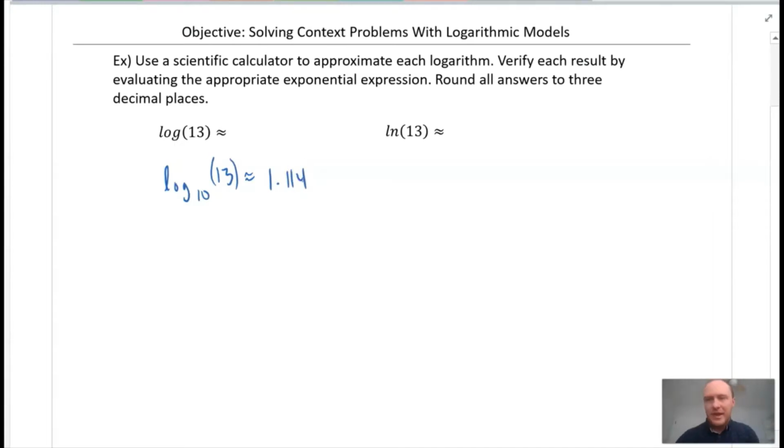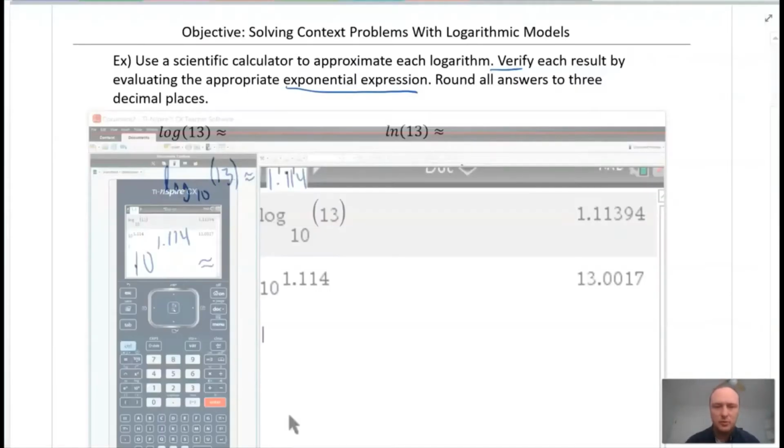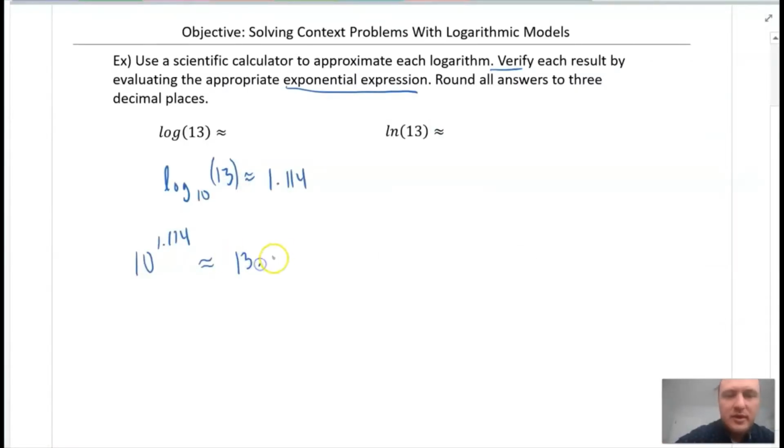Now if I want to verify this with an exponential expression, as the problem asks, we're just going to rewrite this. This is 10 to the power of 1.114, and we want to see, is this approximately 13? I'll go back to my calculator, and I'll punch in 10 to the power of 1.114, and we get 13.002. So approximately 13.002. So this is verified.